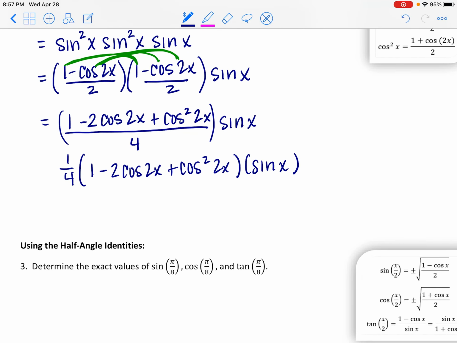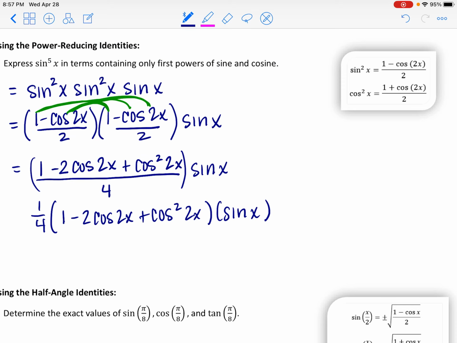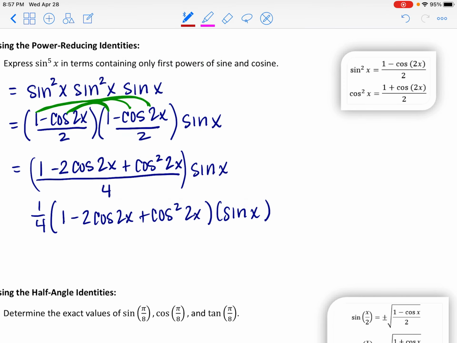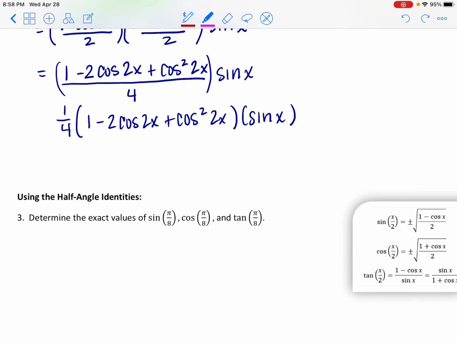I don't know that that's completely necessary, but we still have a higher power in here, which is no good. So I'm going to replace that one now. We know that cosine squared is 1 plus cosine 2x over 2. So I'm going to apply that identity now in this spot, to get rid of that higher power of cosine. So let me keep going here.